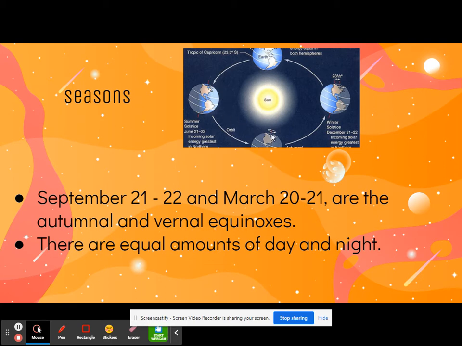I like this equinox because that means the days are going to start getting longer. I don't like this one because that means the days are going to start getting shorter. I don't like them.